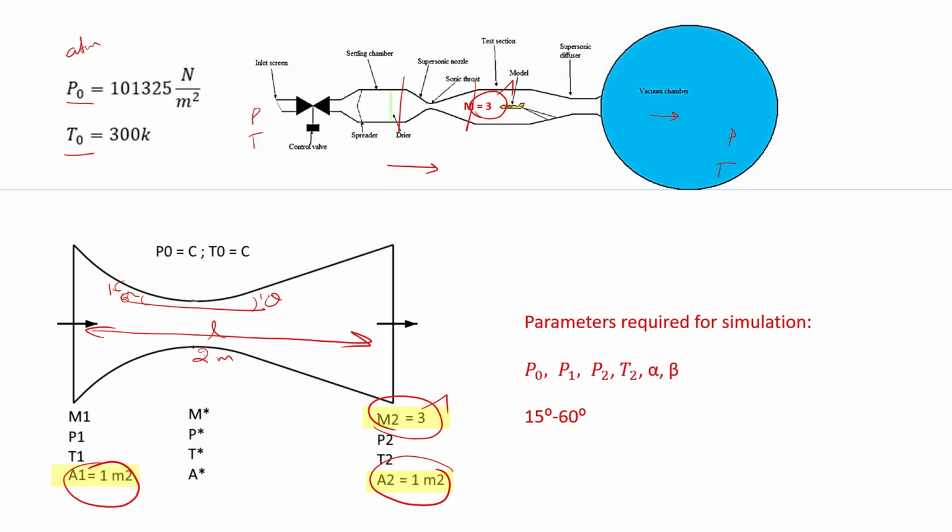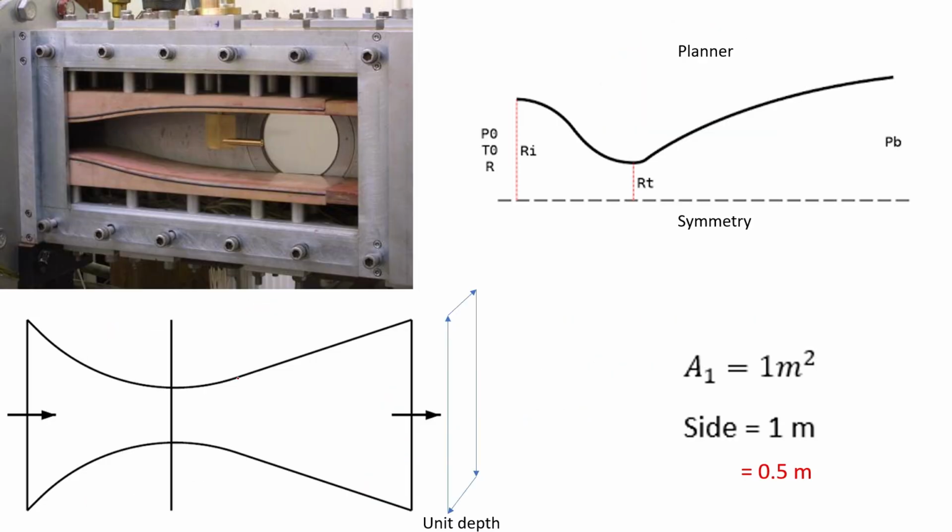So I have fixed the P0, T0, stagnation pressure and temperature, as the flow is isentropic. P0, T0 will be constant throughout the duct. Then exit Mach number I fixed, inlet and exit area I fixed, then length of the nozzle I fixed. So with that I can design the CD nozzle.